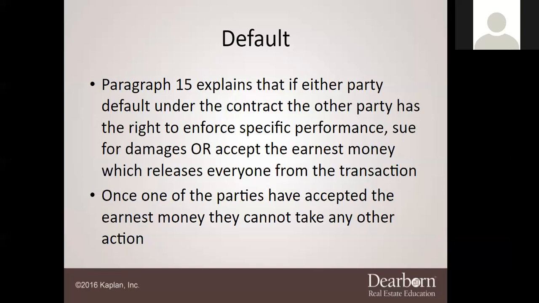Sure. And I'm hoping that Travis is going to do what? Sure, yes, I'm sure, man. Let me send that on over real quick and get that back to you. Because the minute that happens, they lose the right to sue for specific performance or sue for damages. Everybody's released from the contract.